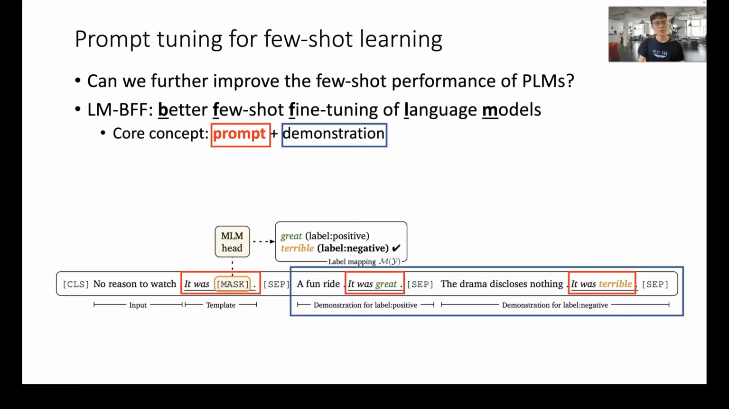In this way, the model will have a better idea what the task is doing by observing the demonstration, and it will know that if the movie review is positive, it should fill in the mask with the word "great," and if the movie review is negative, it should fill in the mask with the word "terrible."